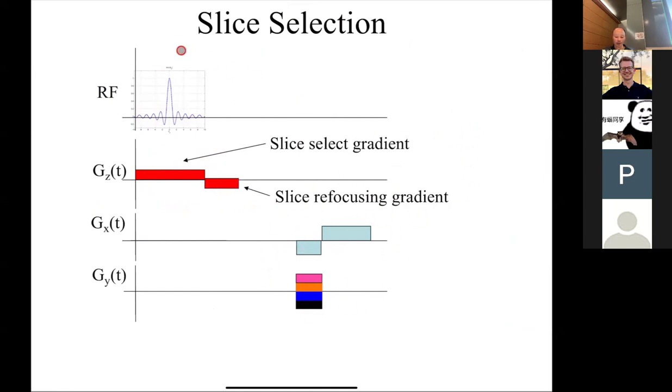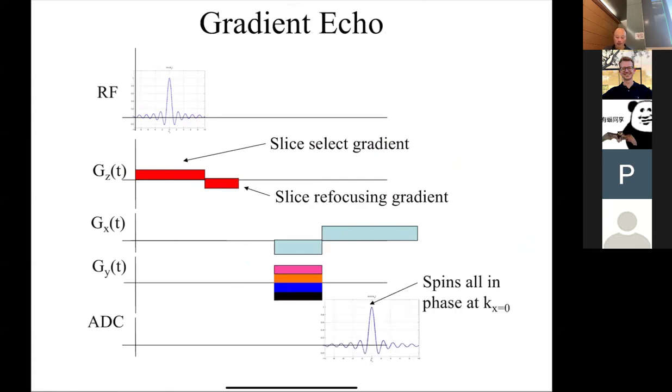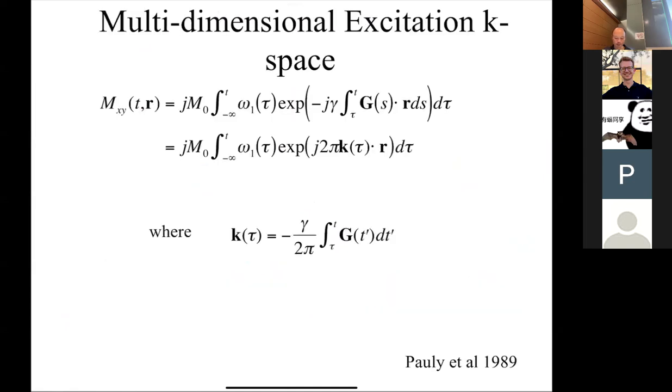And so now we have the building blocks of an entire pulse sequence. Okay, so you have the RF, the slice select, and the read and the phase encode gradients. And then basically the ADC is what's measuring your data. So basically, if this was a rectangular object, then you would get a sinc as your Fourier transform, and the spins hopefully would all be in phase at kx equals 0 for a gradient echo.